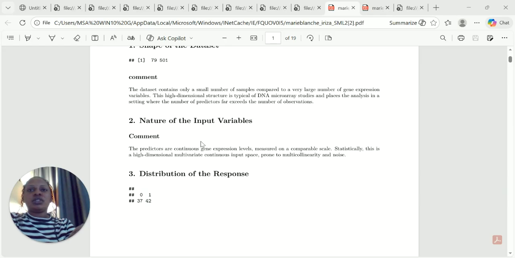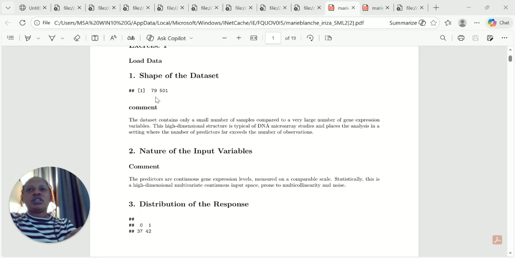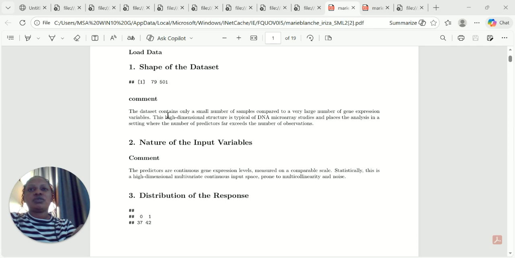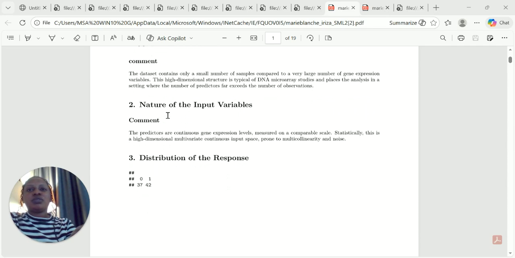So the dataset contains 79 observations and 501 gene expression variables. So I realized that my dataset was a high-dimensional biological dataset where the number of predictors was more than the number of observations.